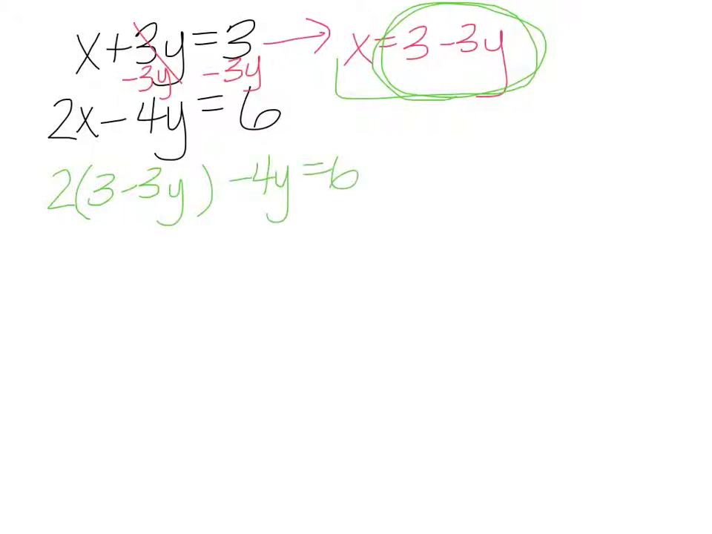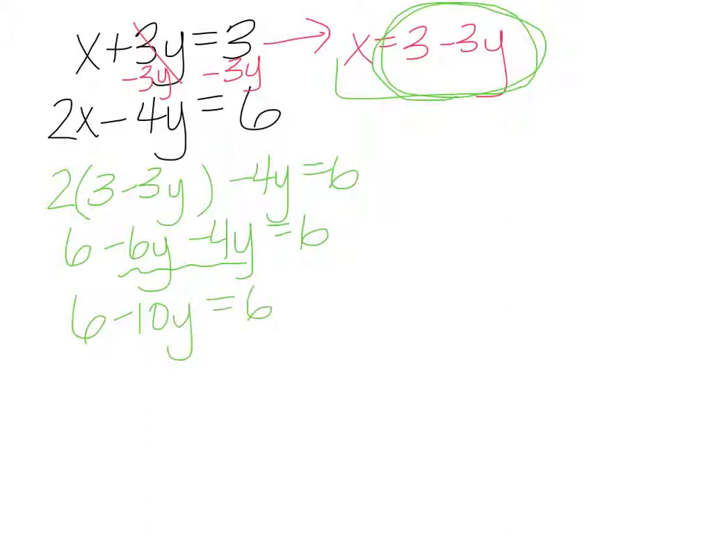And most of you did this fine. Here's where the mistake started. Distribute, so we get 6 minus 6y minus 4y equals 6. Combine like terms. Now, those terms are on the same side of the equation. Don't add 6y over or add 4y over. They're sitting right next to each other. Just squeeze them together. What's negative 6y minus 4y? So 6 minus 10y equals 6. From here, what do we do?